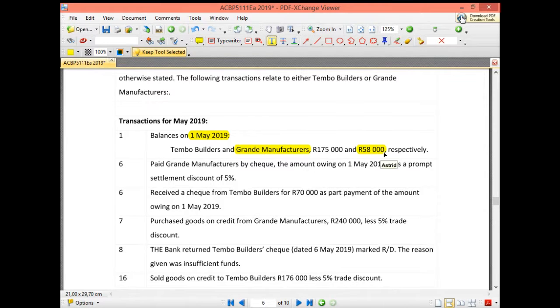Which we will then show as the opening balance in their statement. Then on the 6th, they tell you we paid Grand Manufacturers by cheque, so we paid them the amount owing on the 1st of May, so we paid this 58,000 and we received a settlement discount of 5%. So we normally get a settlement discount if we pay it prior to a certain date. Then they talk about Timber Builders, so we ignore that information.